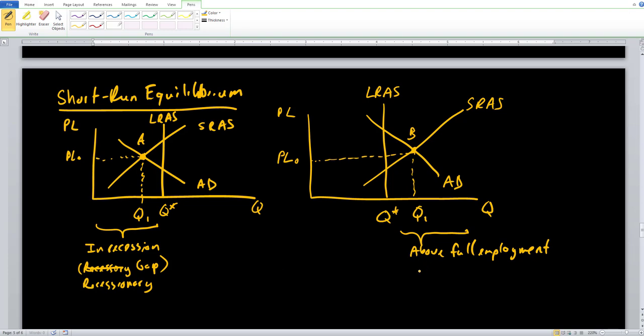Remember, just the opposite of the recessionary gap is something known as the inflationary gap. Inflationary gap. So remember, the inflationary gap is the spending decreases we need to have within the economy in order to get us back to our full employment GDP level.